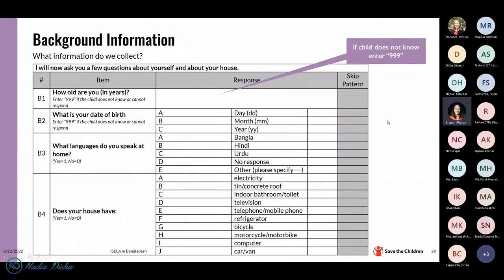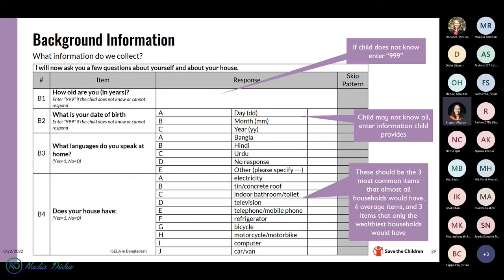So the information that we collect here, we ask the child how old they are in years. If the child does not answer, we would put, I don't know, 999. The child may not know their full date of birth, and that's fine. We would again put the 999 if the child does not know. For older children, they likely will know, but for the younger children, they may not know the full date of birth.